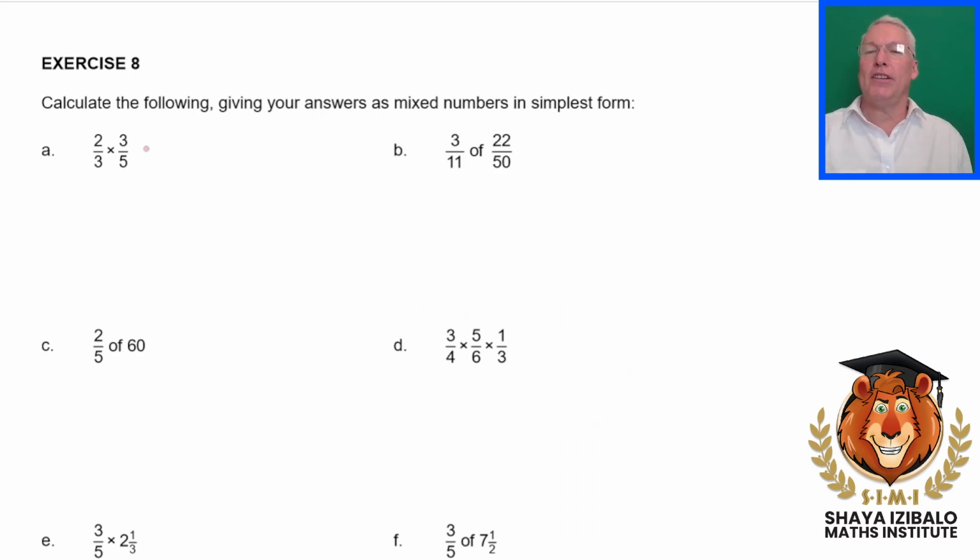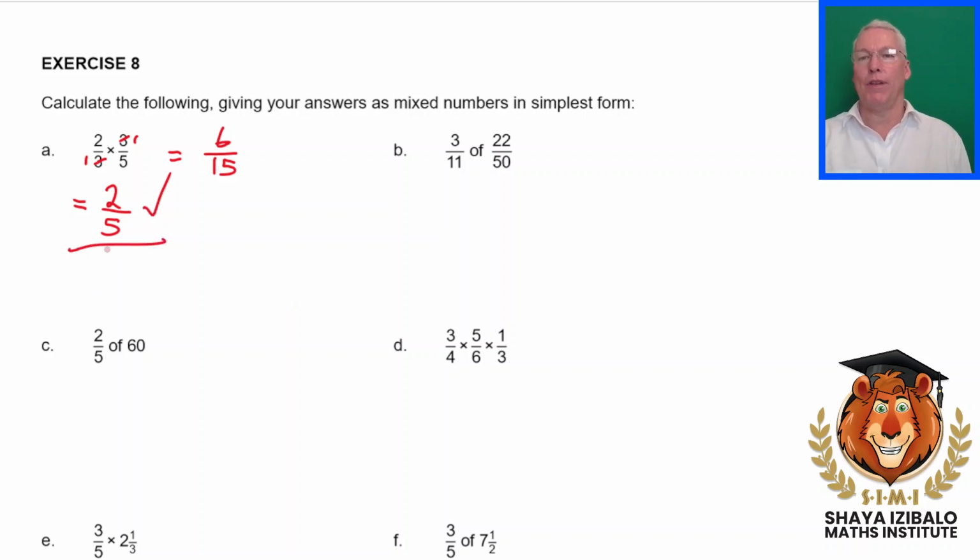Now, again, it just pays to look before we leap. Before we do this, we can actually divide the top by 3 and the bottom by 3. Final answer, 2/5. Many of you probably didn't spot that. You probably went 6 over 15. 6 over 15 is not incorrect, but it's not as simple as it can be. What can we divide both 6 and 15 by? We can divide them both by 3 and then we get 2/5. There's our final correct answer.